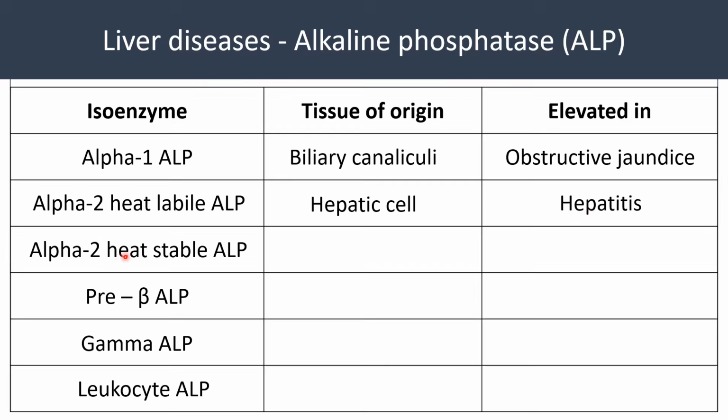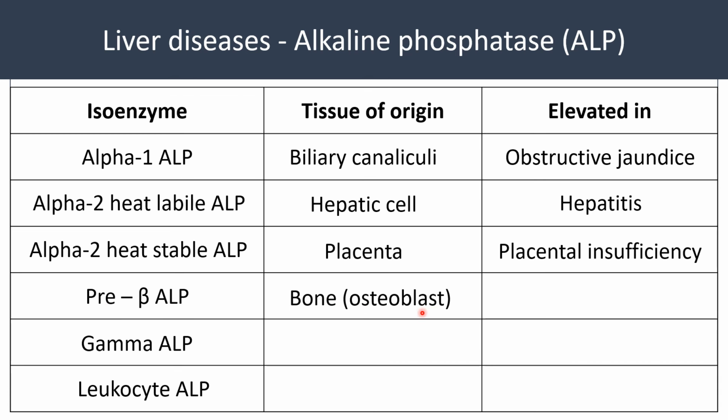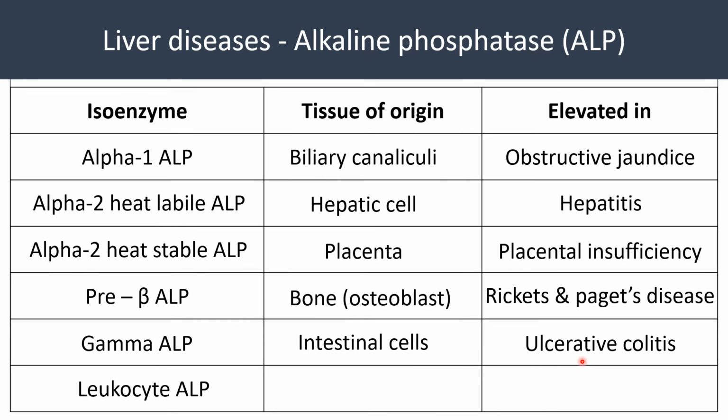Okay. Alpha 2 heat stable ALP is produced from placenta, so it will be elevated during pregnancy, and if it is reduced during pregnancy, it means placental insufficiency. So in placental insufficiency, ALP will be reduced, it will not be elevated. Okay, and pre-beta ALP is produced from bone, that is osteoblast, so it will be elevated in conditions related to bone disorders, that is rickets, Paget's disease. Okay, gamma ALP is produced from intestinal cells, and it will be elevated in ulcerative colitis. Leukocyte ALP is produced from leukocytes, so it will be elevated in chronic myeloid leukemia. So these are the different types of ALP.